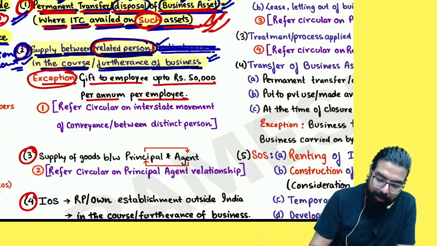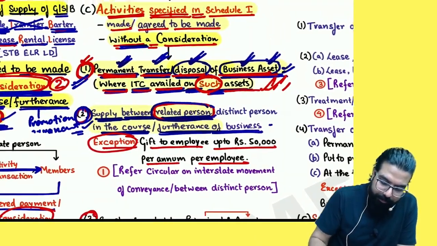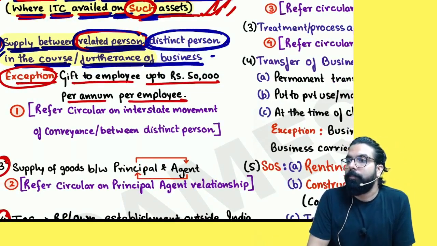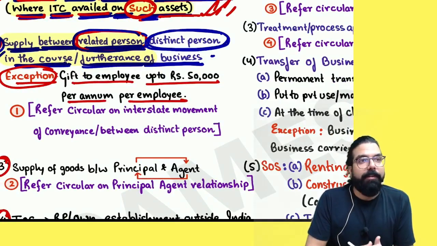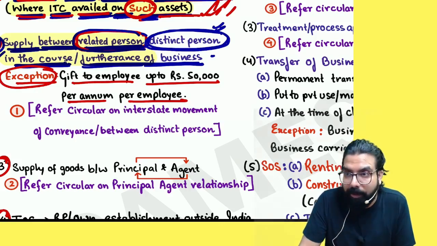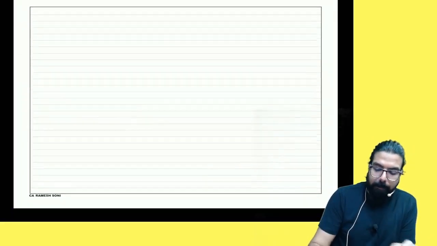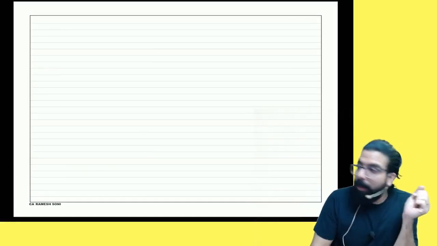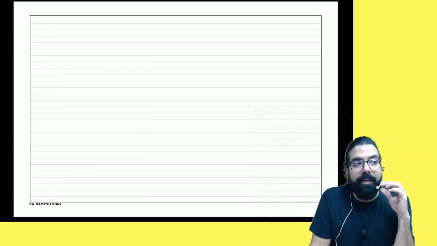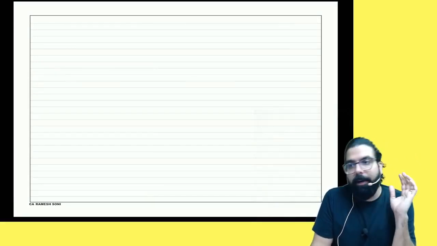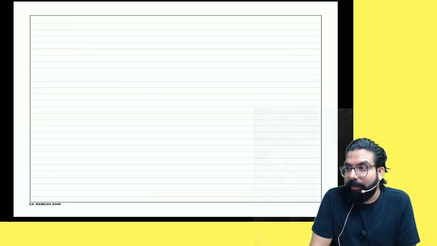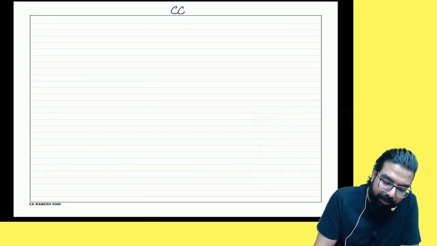Now we will understand supply between whom, everyone? Distinct persons. What do you mean by a distinct person? Let's go ahead and understand. In GST, people, listen carefully. Whenever you take registration under GST, registration is always taken on the basis of PAN number. On the basis of what, everyone? PAN. So supposing I take registration under GST, my PAN number will be used for registration.